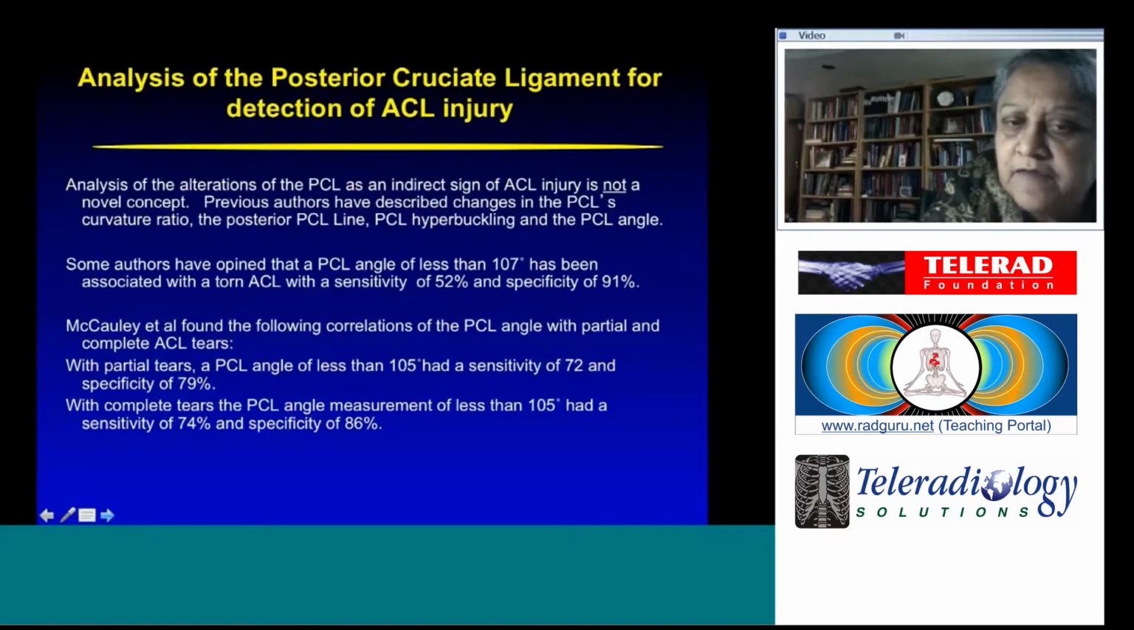Macaulay et al. found correlations of PCL angle with partial and complete tears. With partial tears, a PCL angle of less than 105 had a sensitivity of 72 and specificity of 79. With complete tears, the measurement of the angle is less than 105 degrees and has a sensitivity of 74 and specificity of 86.